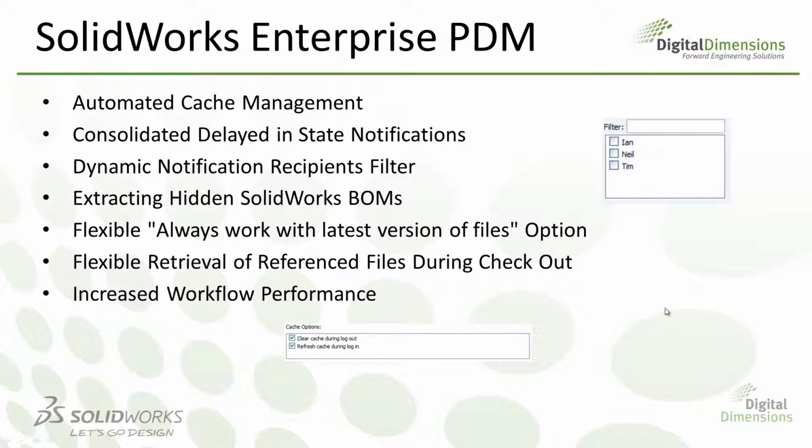In previous versions, when you had a delayed in state notification, you had them on a per file basis. So if I had 15 parts that were in a state that was delayed, they had been there for a long time, you got 15 separate notifications about those files. Well, now all of those have been consolidated. So if I have 15 files that have been in a certain state for a certain period of time, they are quote-unquote delayed, you will get one notification showing you all 15 files.